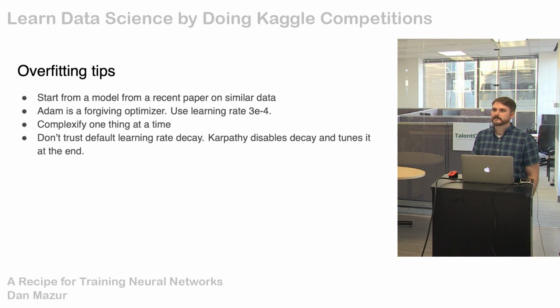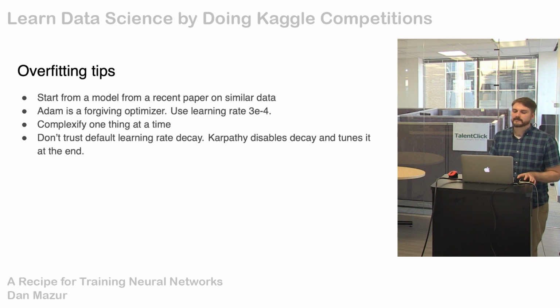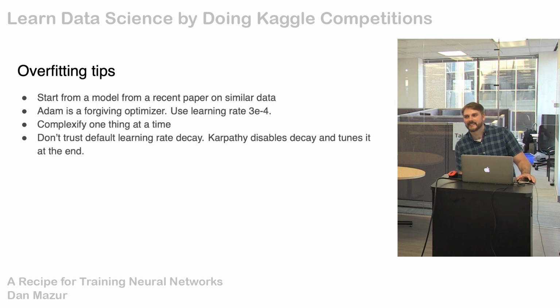I was going to say, start from a model from a recent paper on similar data, like no, I finished there. Really, the process is definitely not that I take the work that other people have done, try it out, and then start coding my own neural network. Especially in computer vision, I basically never do that. So I definitely finished there. I agree completely about Adam and complexity and learning rate decay.